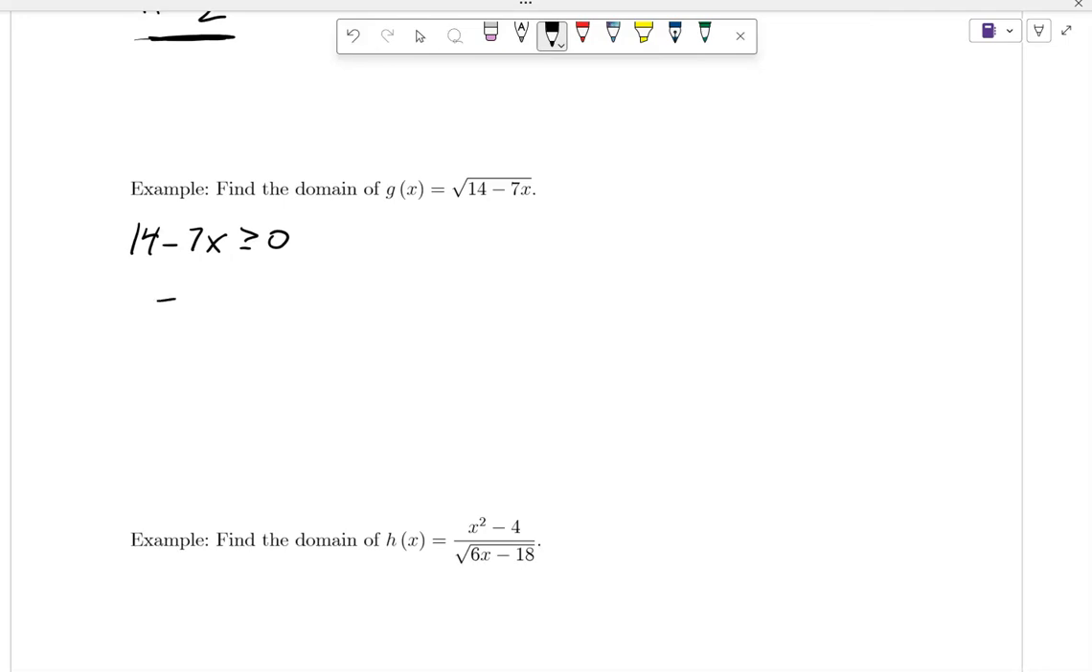we would subtract your 14 over. So you'd have negative 7x is greater than or equal to negative 14. Then divide by negative 7. I have an x on the left-hand side. I've got not a negative 2, I've got a positive 2 on the right-hand side. What do I do with that inequality? I got to flip it because I divided by a negative, right? Remember, if you multiply or divide an inequality by a negative, it flips the inequality. So this says my x needs to be less than or equal to 2.